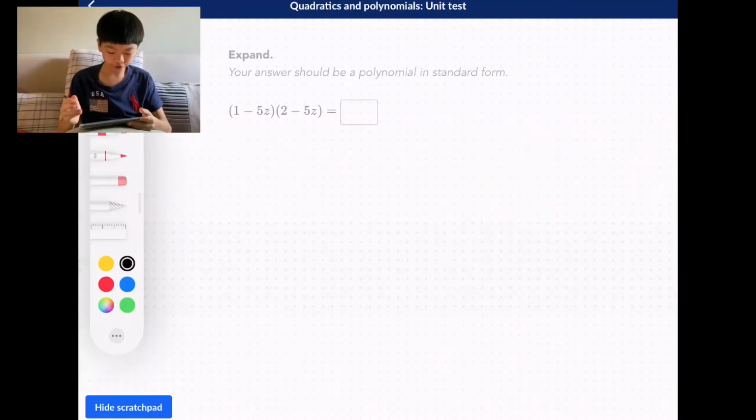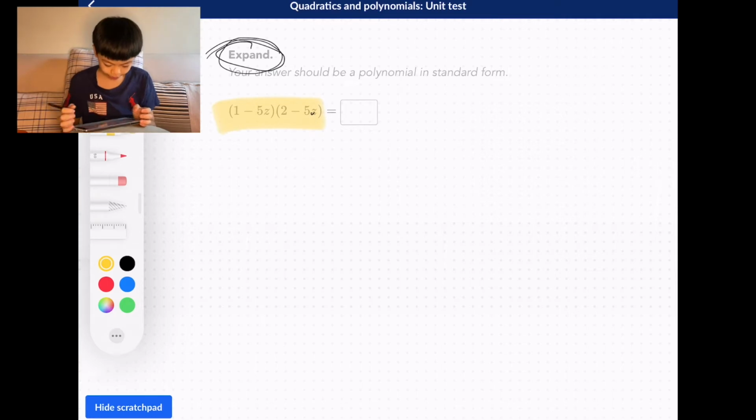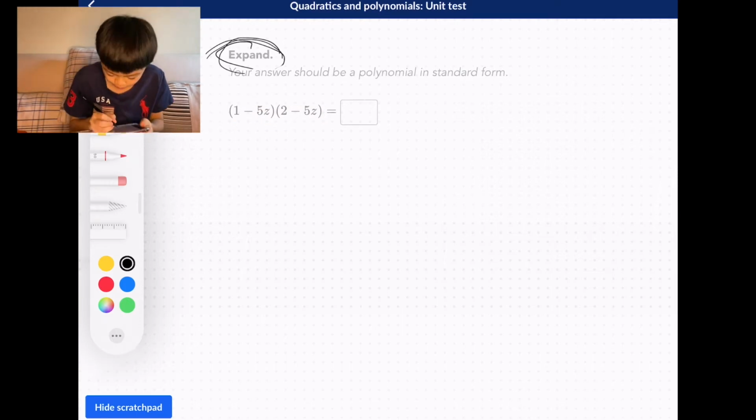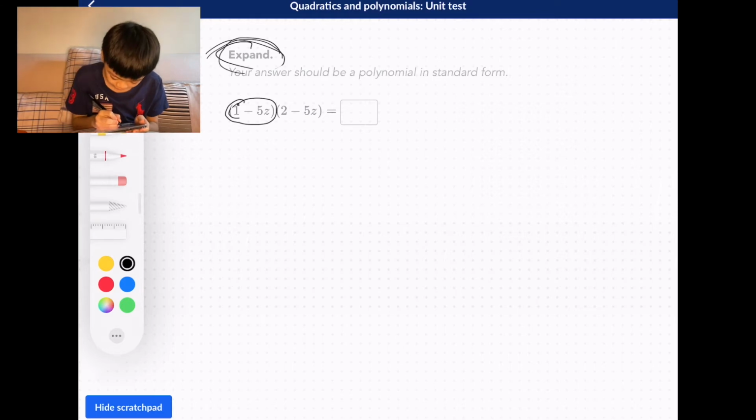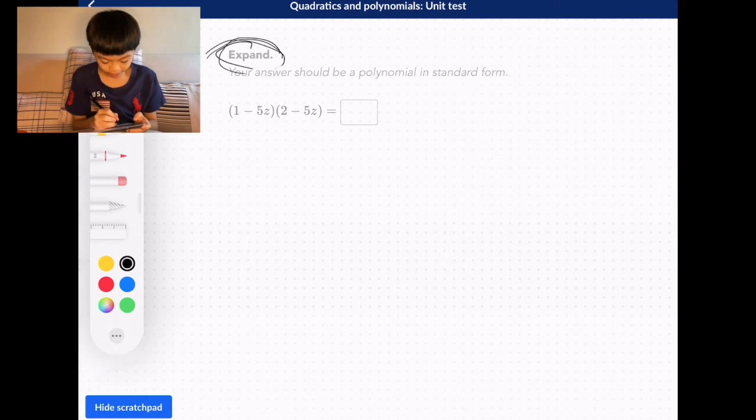So right over here, they want you to expand this worksheet, which is 1 minus 5z times 2 minus 5z. So how you're going to do this is you can follow this simple method, which is where you take this first bracket over here. So you take the first number of the bracket, the first numeral, or letter, if it is a letter.